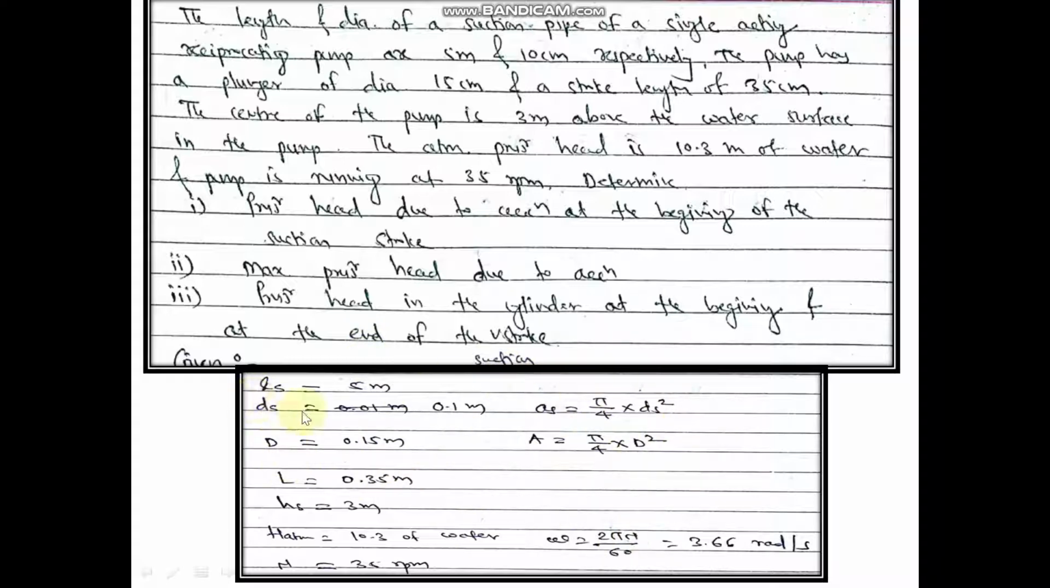From diameter of the suction pipe, the cross sectional area can be determined. From the diameter of the plunger, its area can be determined. From the rotational speed, the angular speed can be determined in radians per second. So let's try to get answers of these questions.